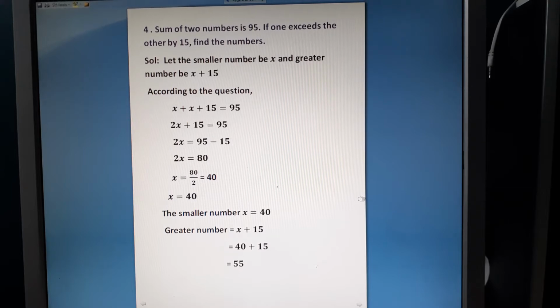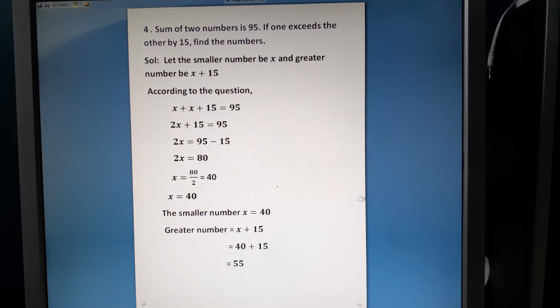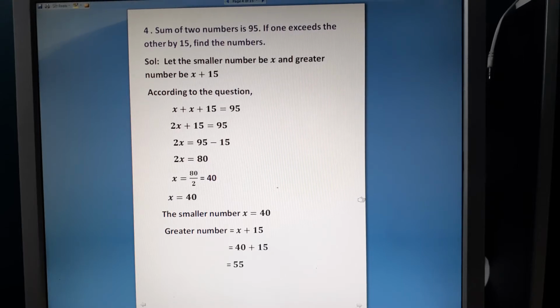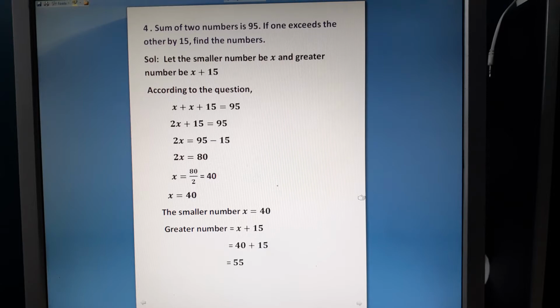Here x is equal to 40. That means the smaller number is 40. The greater number is equal to x plus 15. Substitute x equal to 40. So x plus 15, that is 40 plus 15, is equal to 55.